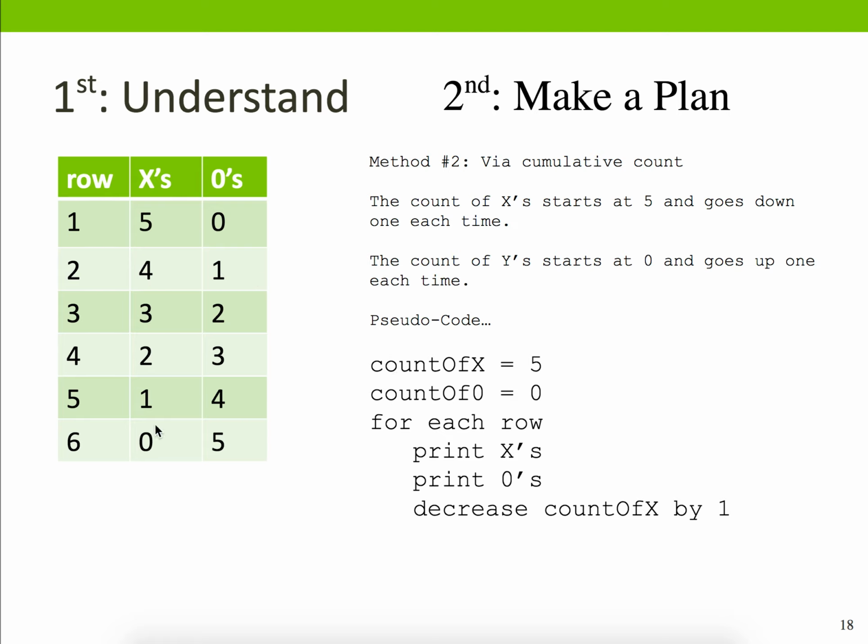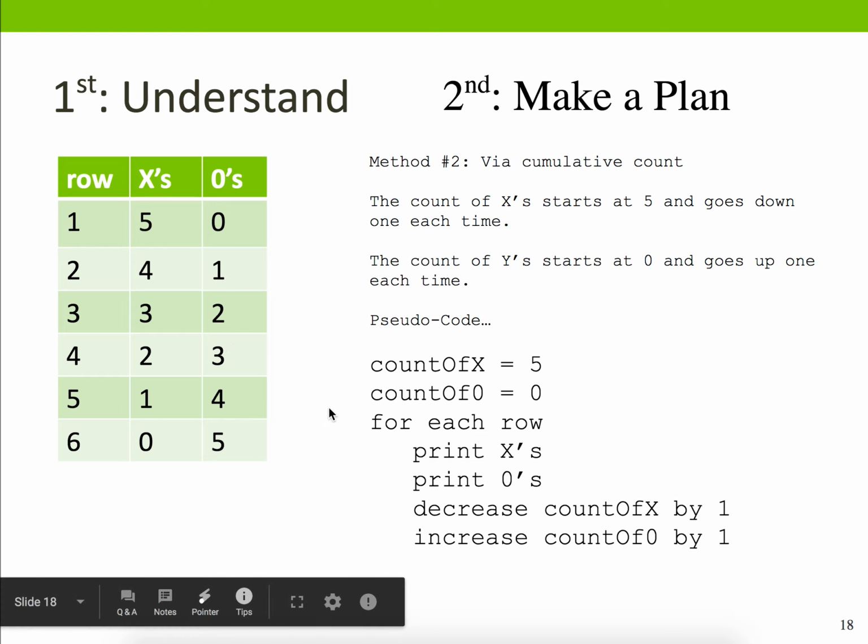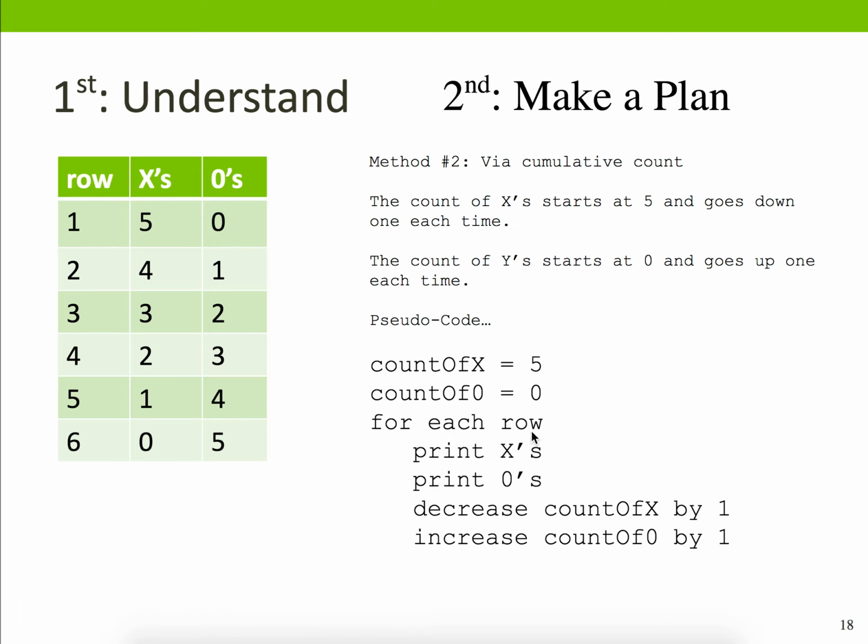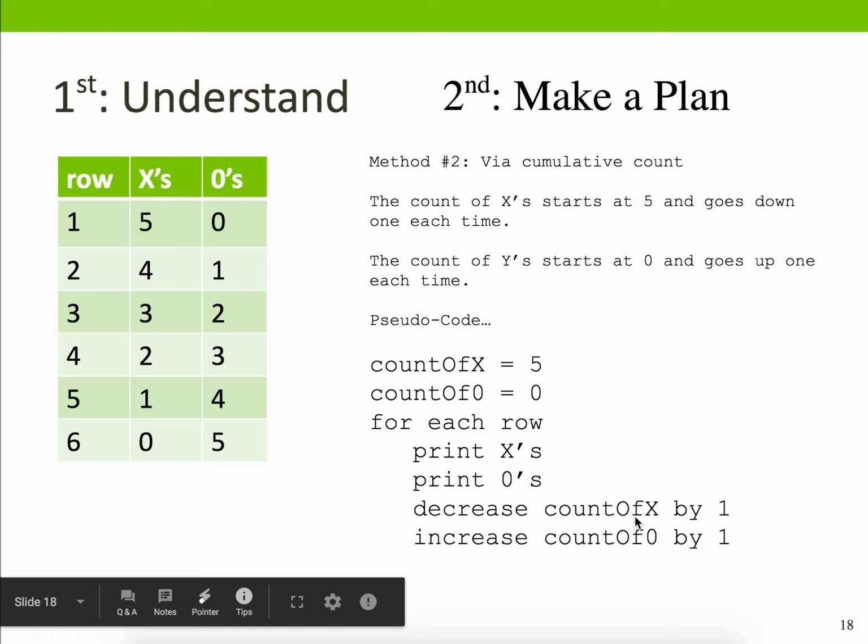What will I do next? Duh! I'm going to increase the count of zeros by 1, because every time I go through my row, I increase by 1. And then, of course, I do my blank line at the end. So I just start at my top value. For each row, I print my x's, print my o's, and then I decrease the count of x's by 1, and I increase the count of zeros by 1. Why, what could be simpler?